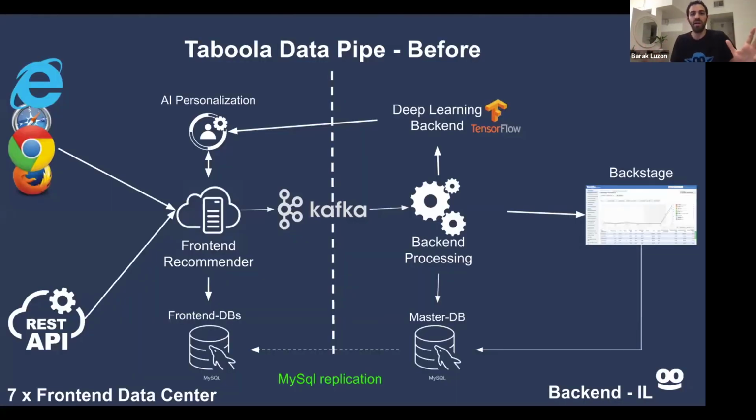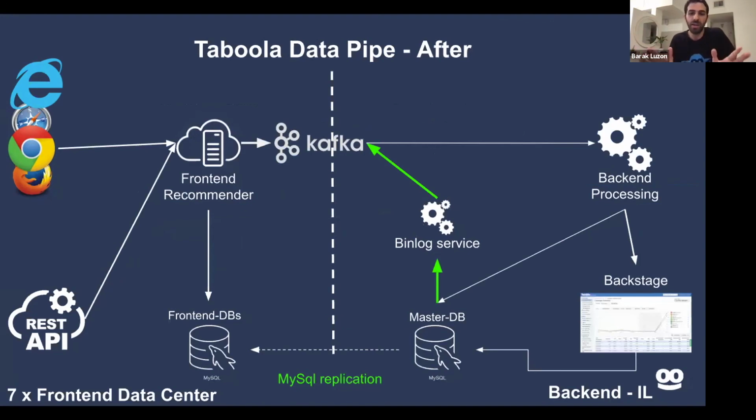So if you go back to our data pipe, this is how it used to be before. I've moved things a little bit. So we added that binlog service right here in the middle, and it is reading all transactions from MasterDB, filters it, and wraps them up in a protobuf protocol message, and that gets written to Kafka.